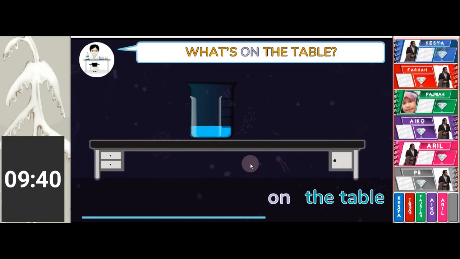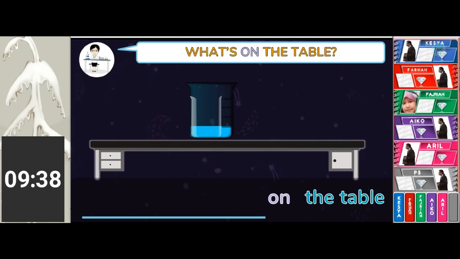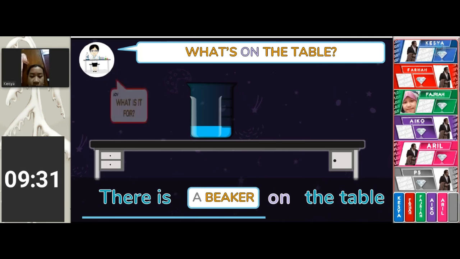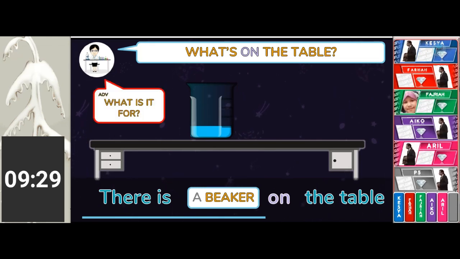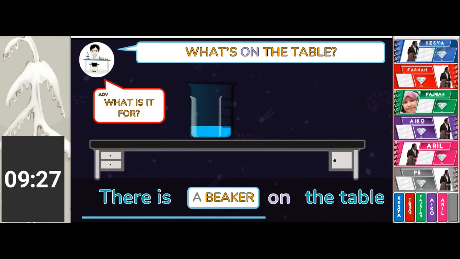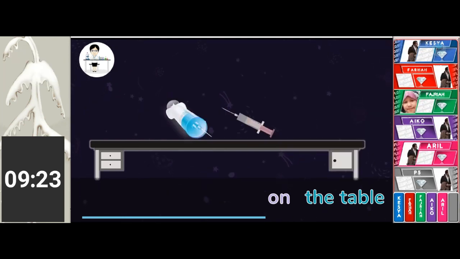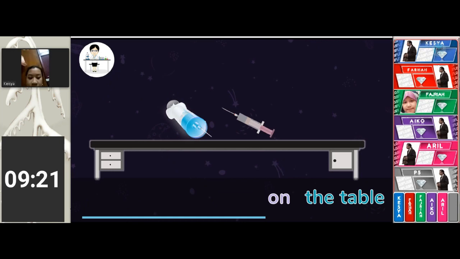There are beakers on the table. We can use it to measure volume or to mix chemical liquids in the lab.